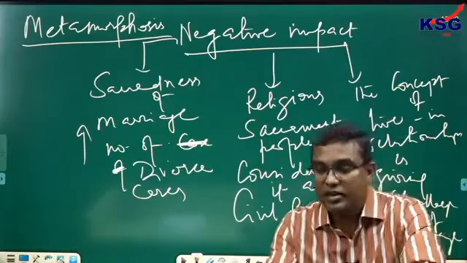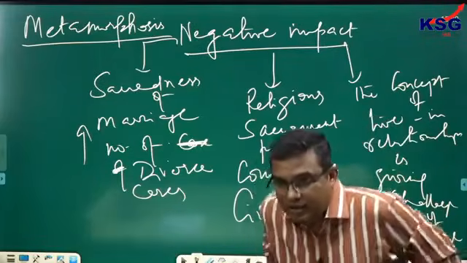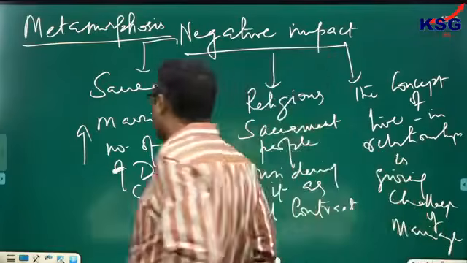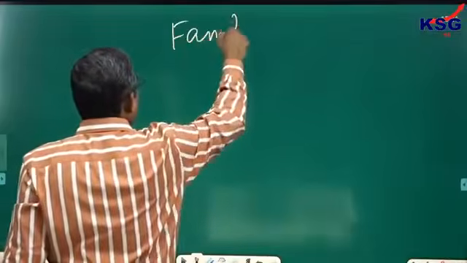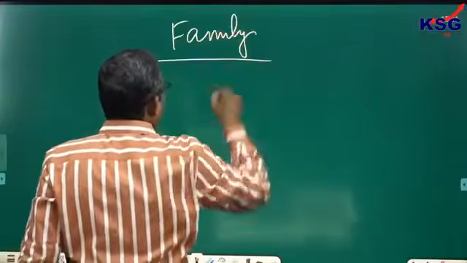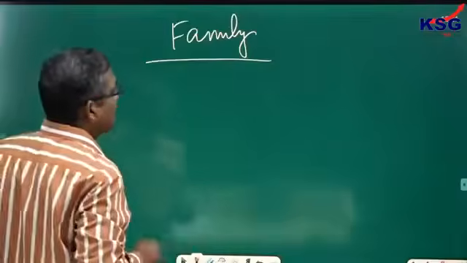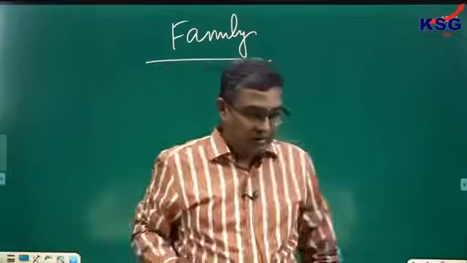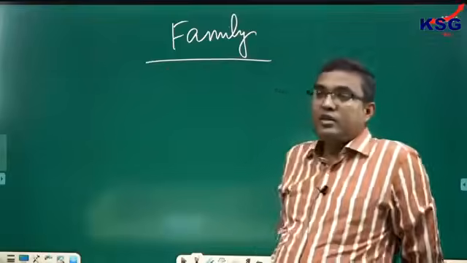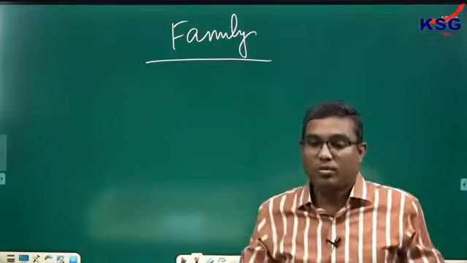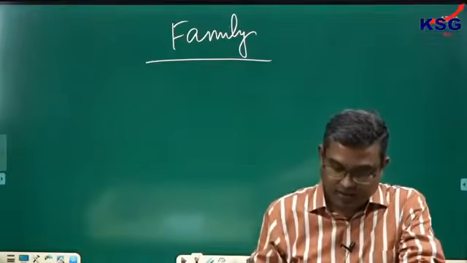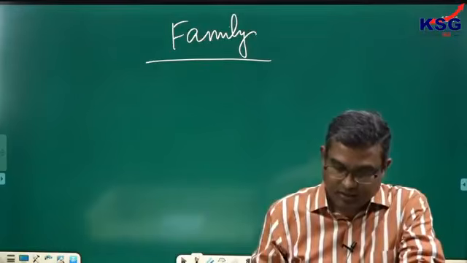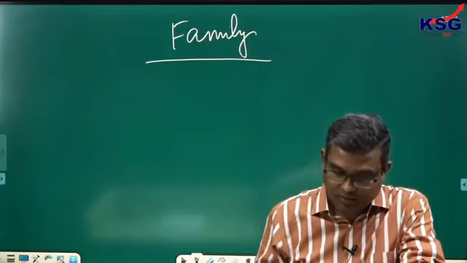Now we have discussed enough on this marriage. Now come to the family. Now I am coming to the next topic, that is family. The next institution is family. Write it down. Family is considered as a primary social group.